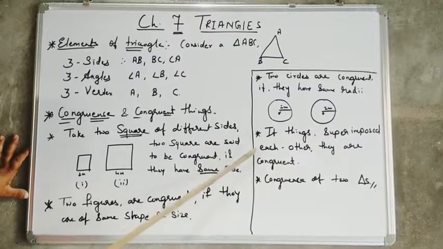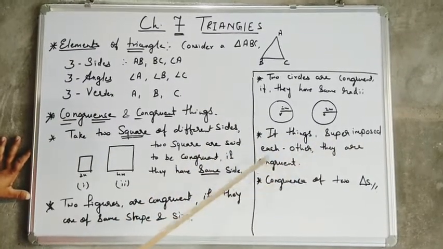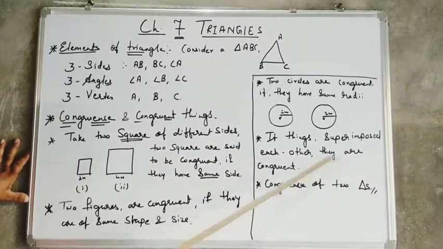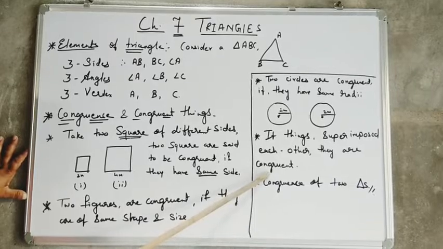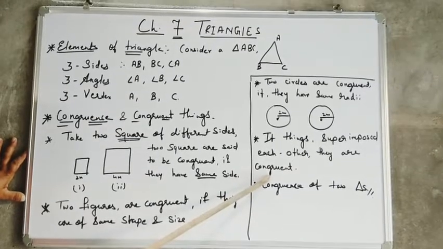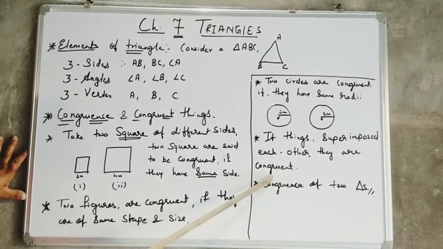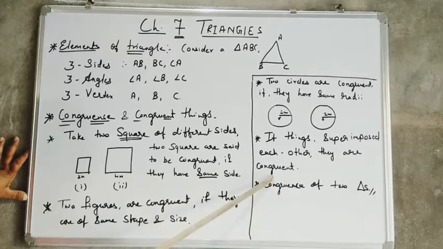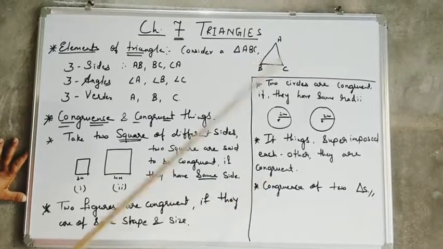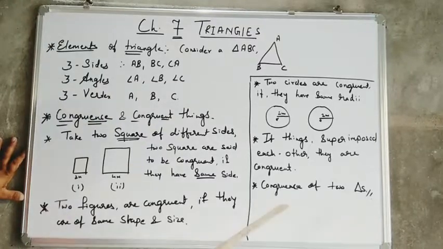So, concluding for shapes, if things superimpose each other, they are congruent. Superimposed means just overlapping, and only the boundary should be the same. It should not be that you have kept a 5 rupee coin down and on top you kept a 1 rupee coin and you say it is superimposed. No, because it is covering the 5 rupee coin. It should be overlapping such that only the boundaries are the same.